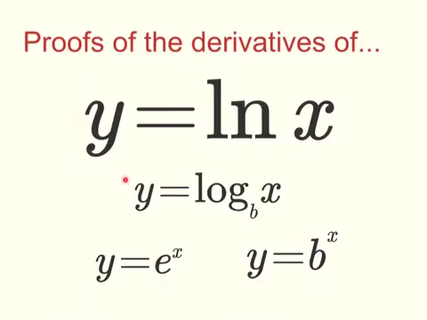In this video, we'll be going the other direction. We'll be starting by finding the derivative of the natural log of x, and then finding the derivatives of y equals the log base b of x, and then y equals e to the x, and finally y equals b to the x.